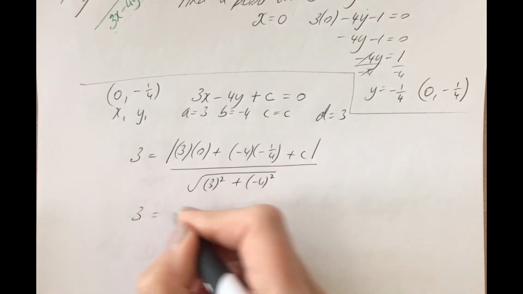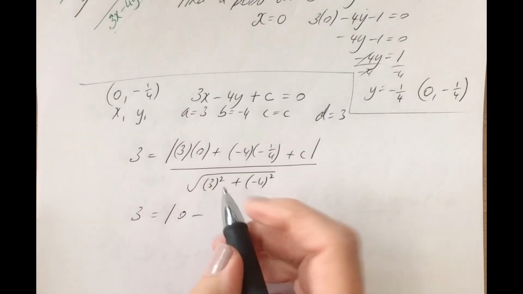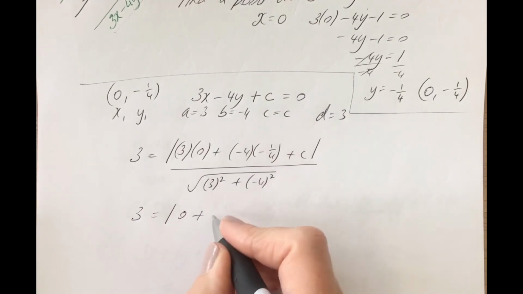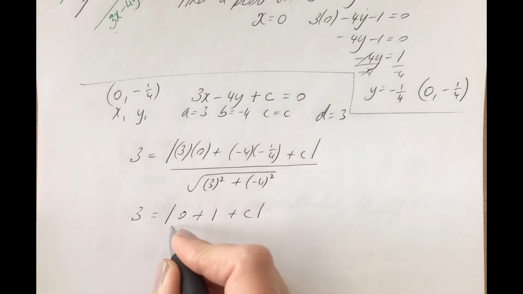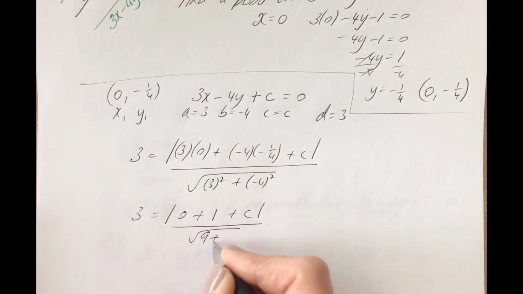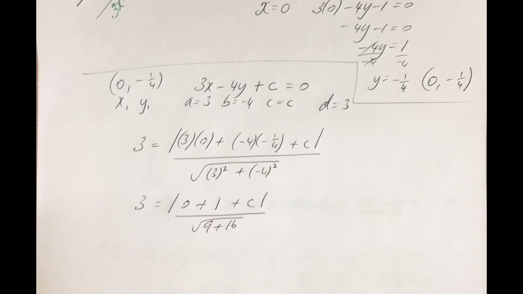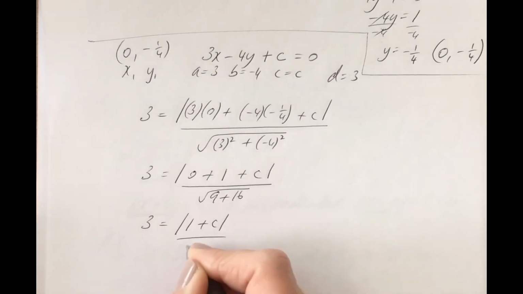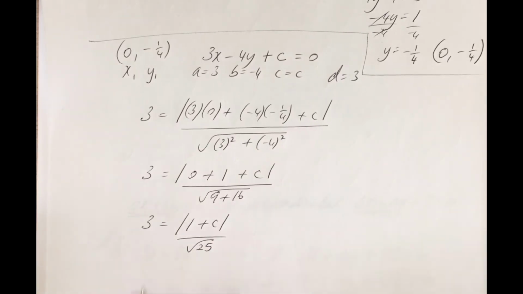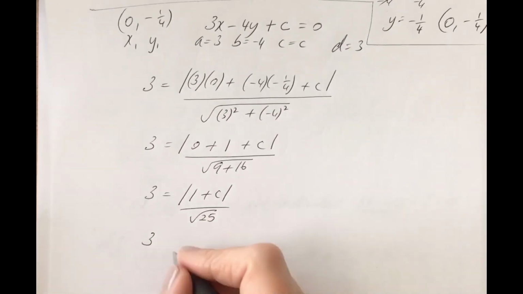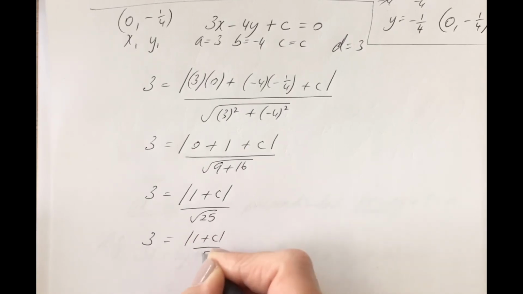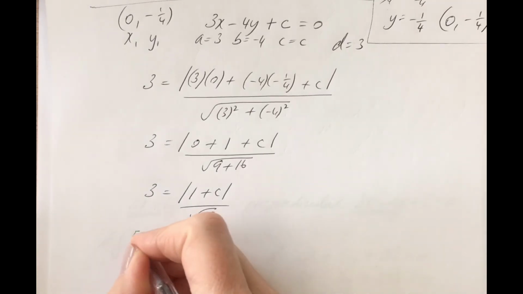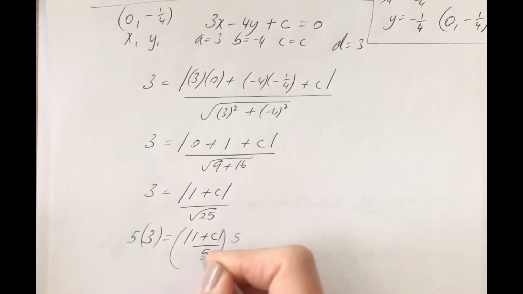So that gives me 3 equals 3 times 0 is 0. And a minus 4 times a minus a quarter is equal to 1, over the square root of 9 plus 16. And of course, evaluating further then, I have 3 is equal to the modulus of 1 plus c over the square root of 25. And the square root of 25 is, of course, 5. So from here, again, if you have a fraction, you're going to want to get rid of it. And we'll get rid of it by multiplying both sides by 5.